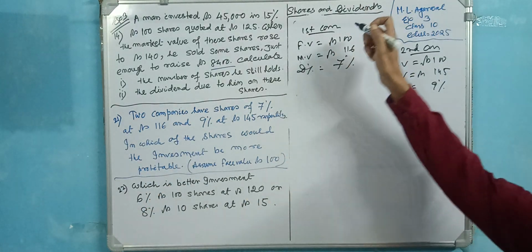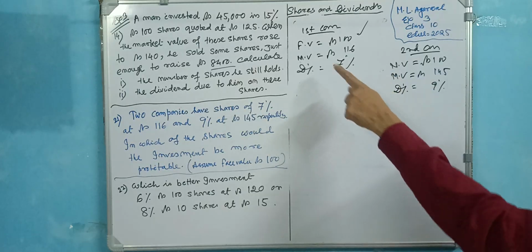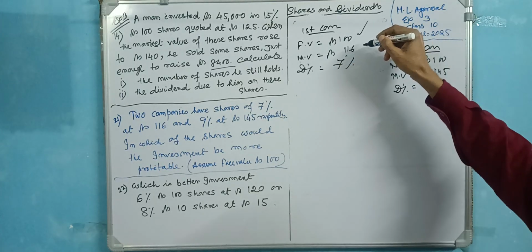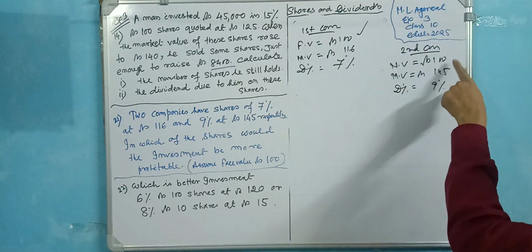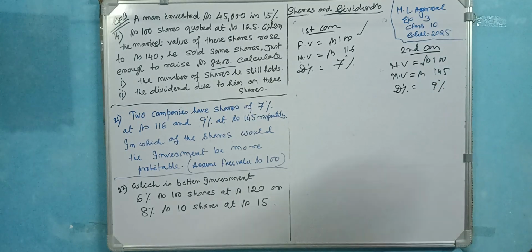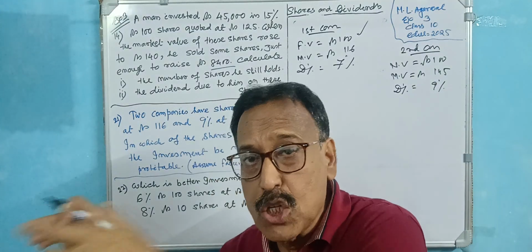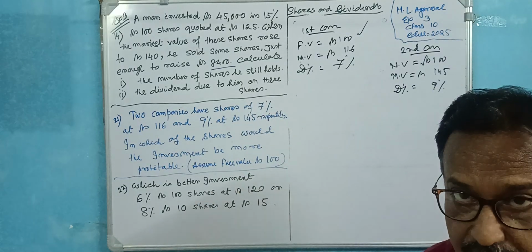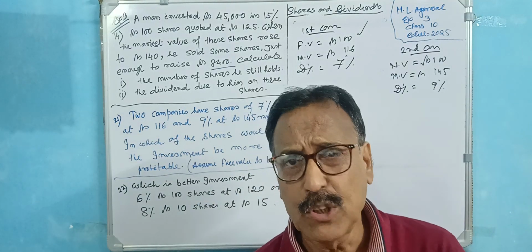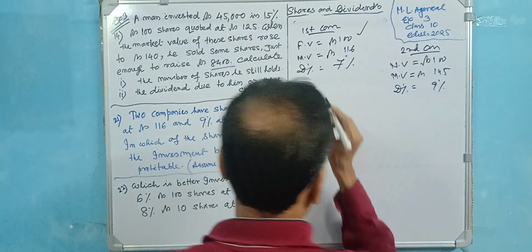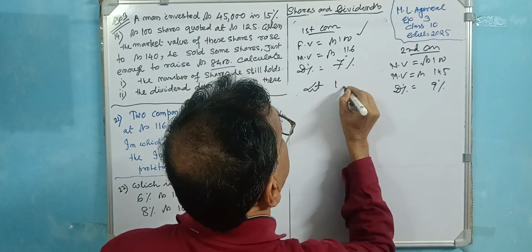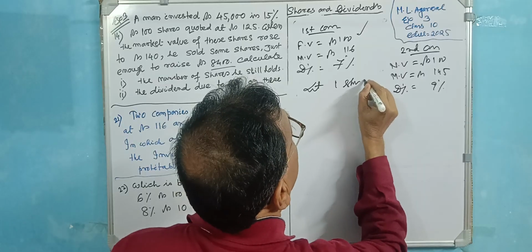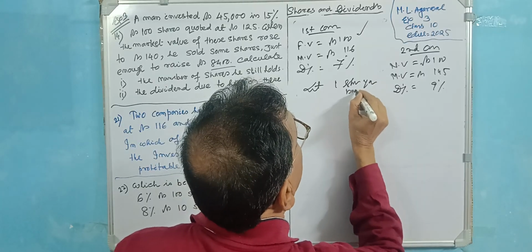Here is one company, its face value is 100, market value is 116, and the dividend is this. So nominal value 100, market value this. Okay. The question is in which company you invest to be more profitable, that means your return is greater. The return is high. Suppose you bought one share in both companies.